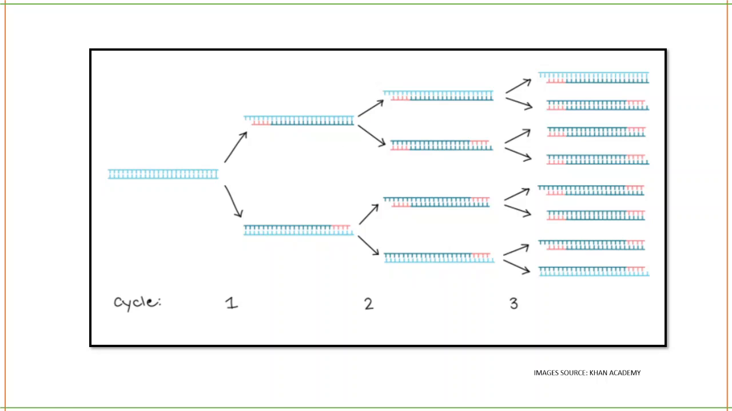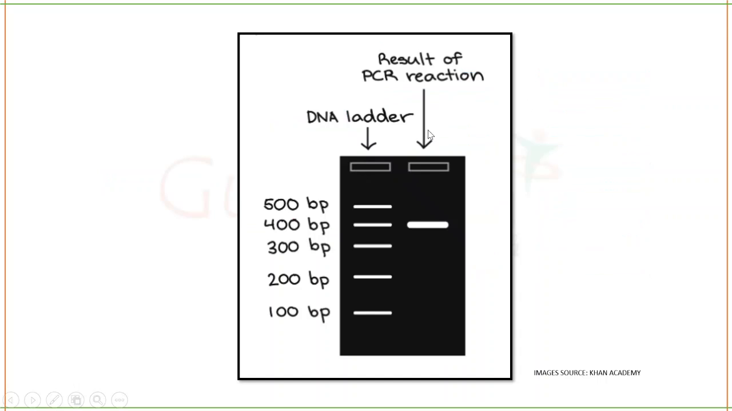So in agarose gel electrophoresis, what will happen? The band will separate based on its size. And the intensity, the thickness of the band, will tell you how much it has been formed. So this will be the result of the PCR product. Based on the ladder length, you can actually find out the size.